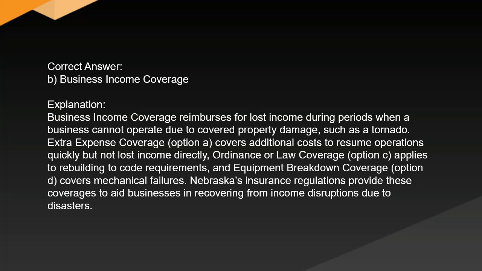Business income coverage reimburses for lost income during periods when a business cannot operate due to covered property damage such as a tornado. Extra expense coverage, option A, covers additional costs to resume operations quickly but not lost income directly. Ordinance or law coverage, option C, applies to rebuilding to code requirements. And equipment breakdown coverage, option D, covers mechanical failures. Nebraska's insurance regulations provide these coverages to aid businesses in recovering from income disruptions due to disasters.